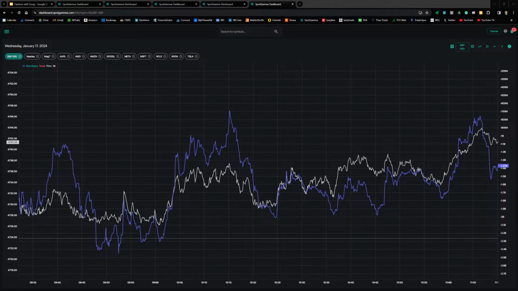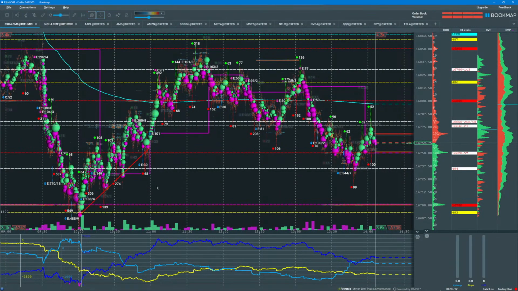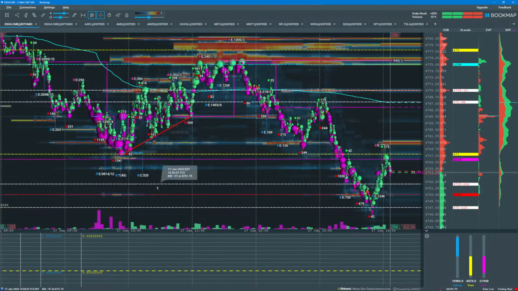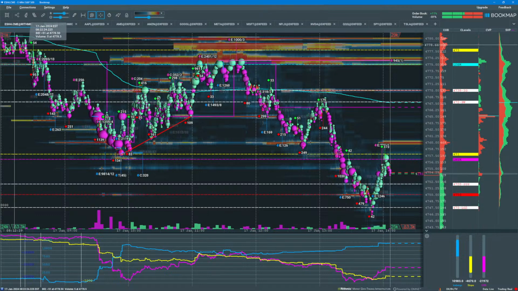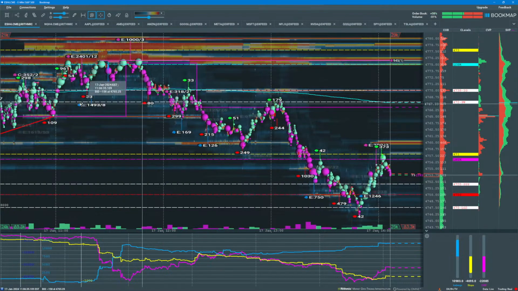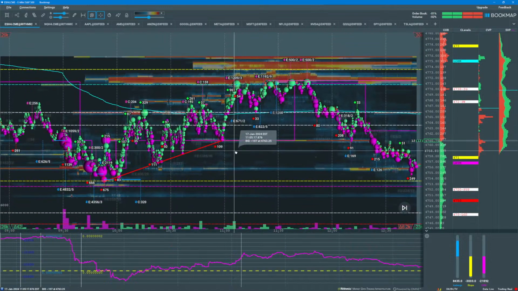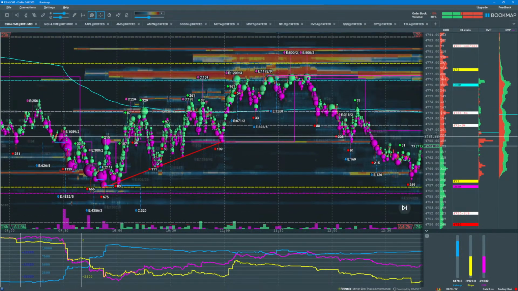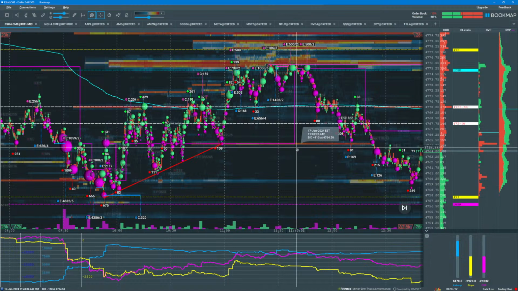Let's go to Bookmap. Go back to ES. So we know right around 10 a.m. traders started taking positive delta positions. And there were even stronger clues here in Bookmap. So I'm going to point those out.